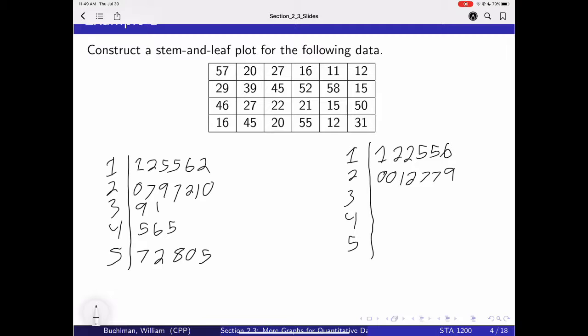So now, again, we continue on. 30s, 1, 9. The 40s, 5, 5, 6. And the 50s, 0, 2, 5, 7, 8. So now this is our finished stem and leaf plot. We have our stems here on the left-hand side, our leaves on the right-hand side, and our leaves are organized from smallest to largest. So the first stem and leaf plot we have on the left-hand side is a working step to get us to our finished stem and leaf plot on the right-hand side.